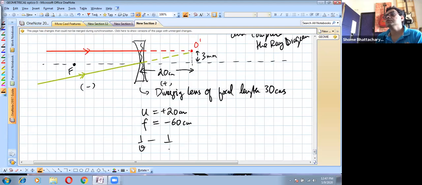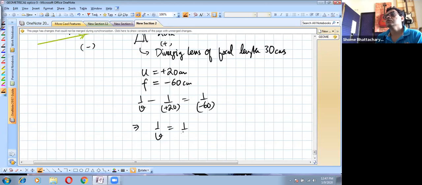So 1 by V minus 1 by U is equal to 1 by F. So we will get 1 by V is equal to 1 by 20 minus 1 by 60. Oh, sorry, 30, not 60. Focal length is supposed to be 30. Anyway, nature of the thing would be the same. Alright, so is this correct? So we will get V as plus 60. Interesting.